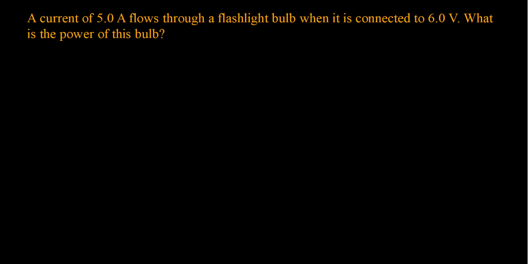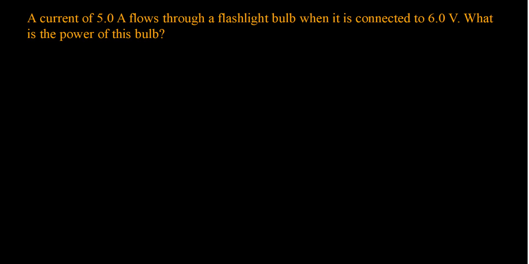Okay, hello again. In this video, I will be discussing examples related to our previous video, which is the electric power and consumed energy. All right, so in this example, I will have a current of 5 ampere flows through a flashlight bulb when it is connected to 6 volt. What is the power of this bulb?